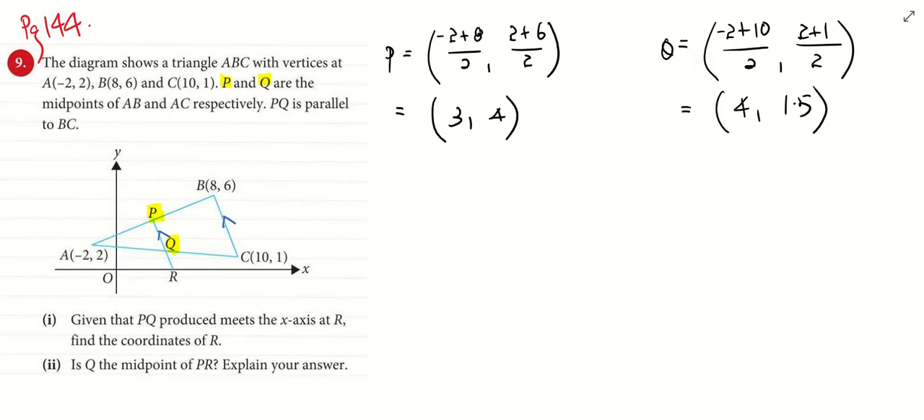Okay, now let me take a look at the question. It's being indicated that PQ is being produced to meet the x-axis at R. I'm supposed to find the coordinates of R. There are two methods. I'm going to show you the first method. Notice, once I extend PQ, I meet R, it means that for the line PQ, I will need to find the equation for it to intersect with the x-axis.